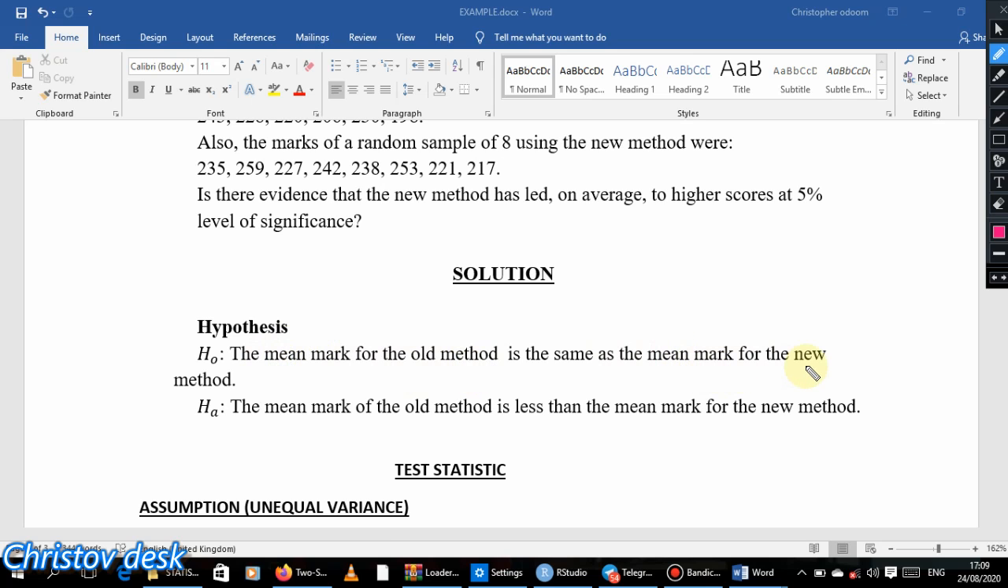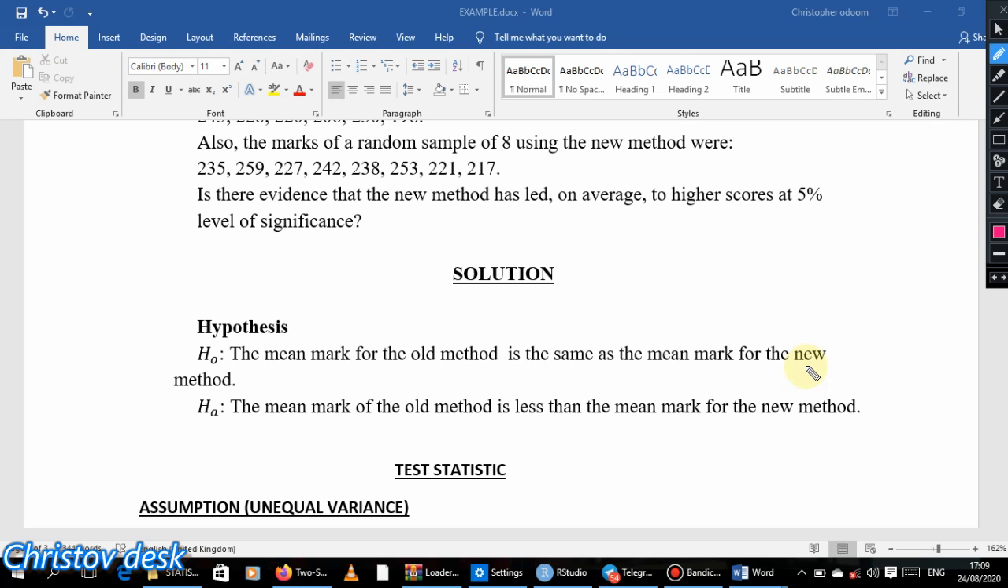Somebody will also say that the old method is the same as the new method, the new method is the same as the old method, or the performance of trainees in the new method is the same as that of the old method. They are all just the same. And then the alternative will just come in and show difference.